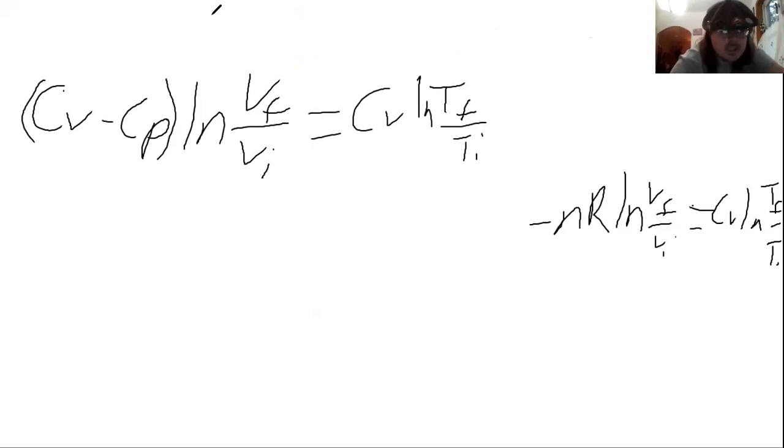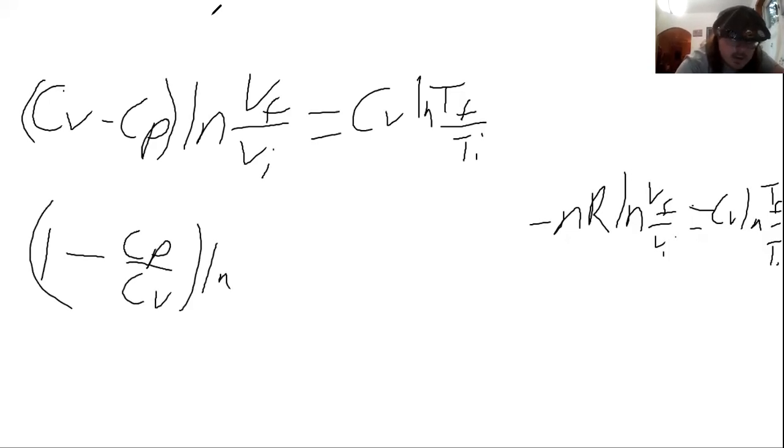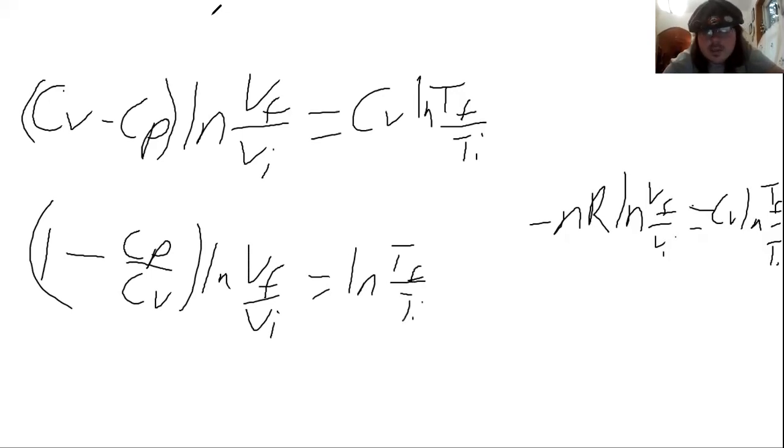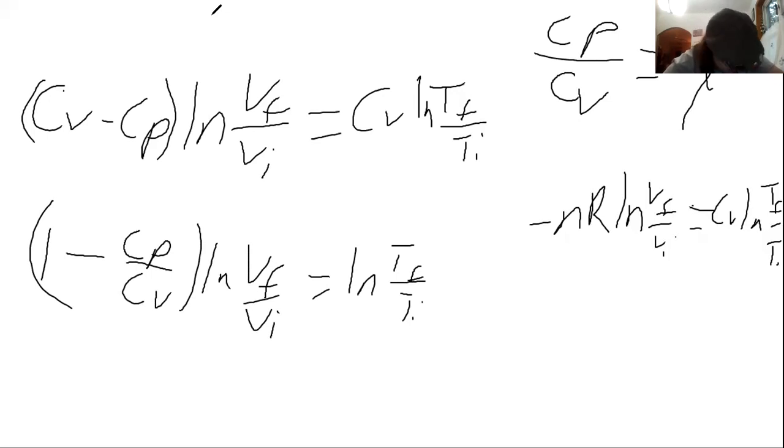And then dividing by C sub V, we get this to be 1 minus C sub P over C sub V, ln VF over VI equals ln TF over TI. And they often abbreviate C sub P over C sub V, because those are both constants. We exchange it for the variable gamma. So 1 minus gamma ln VF over VI equals ln TF over TI.